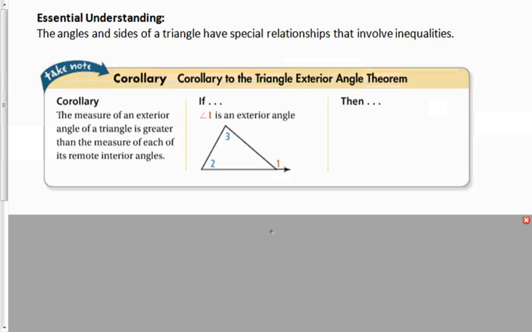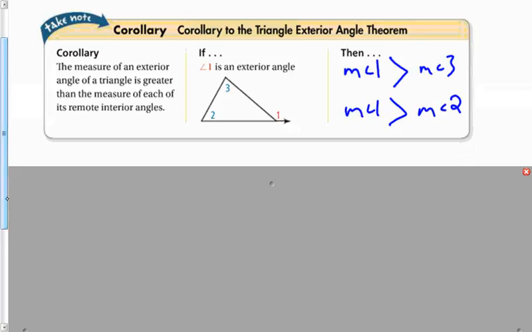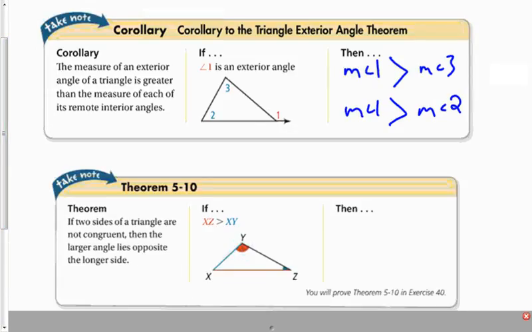So if that's an exterior angle, then the measure of angle 1 is greater than the measure of angle 3. And also the measure of angle 1 is greater than the measure of angle 2. Because remember, those two angles add up to equal angle 1. And neither of them can be 0 degrees if it's inside of a triangle. So they both have to be smaller than angle 1. All right, so that's a corollary. It makes sense, kind of common sense, but it's not something we maybe thought of before.